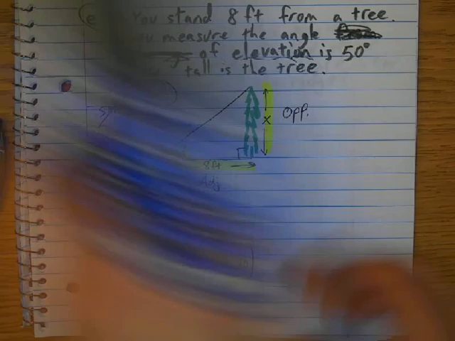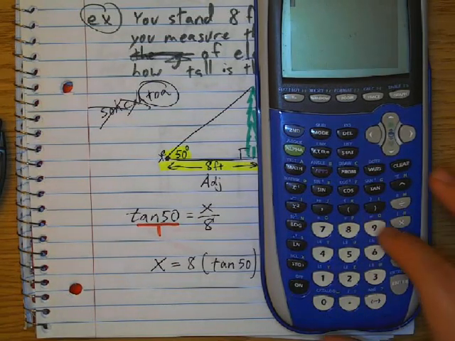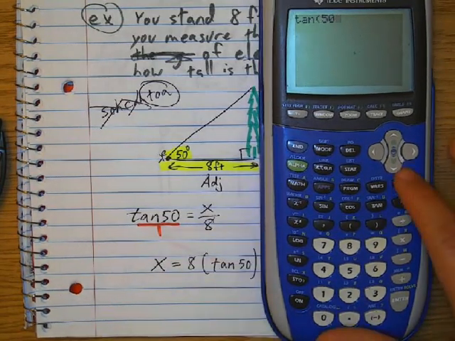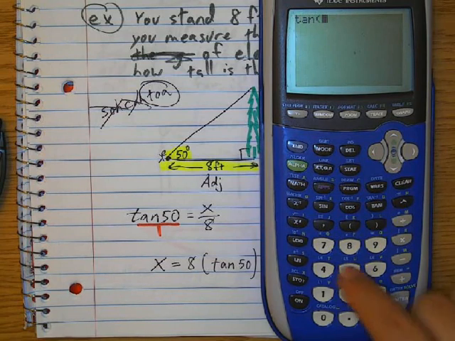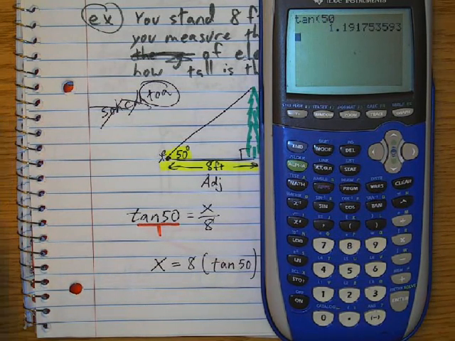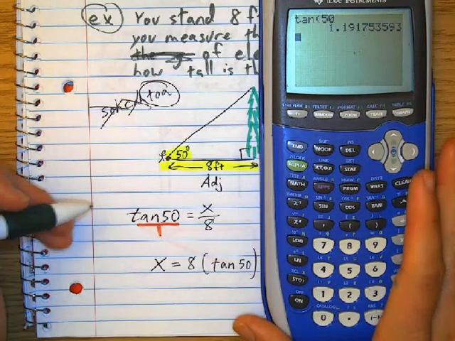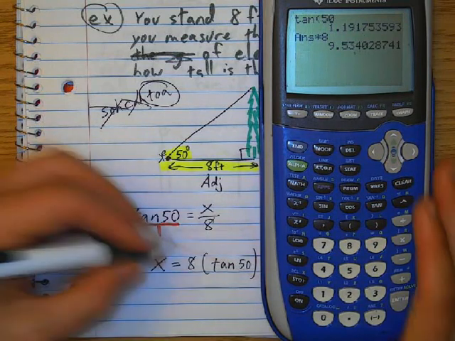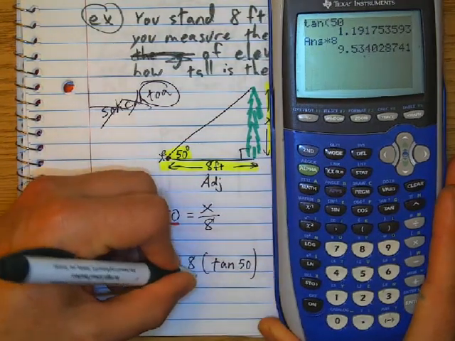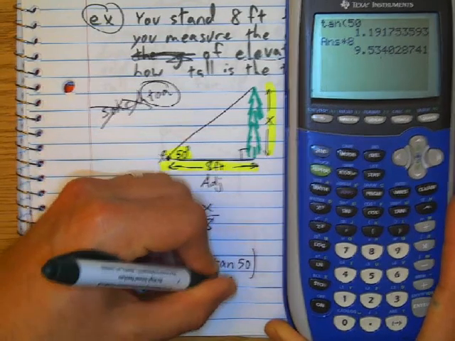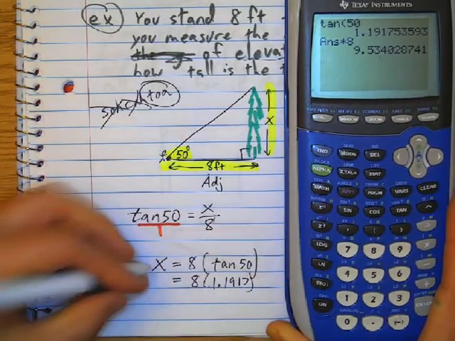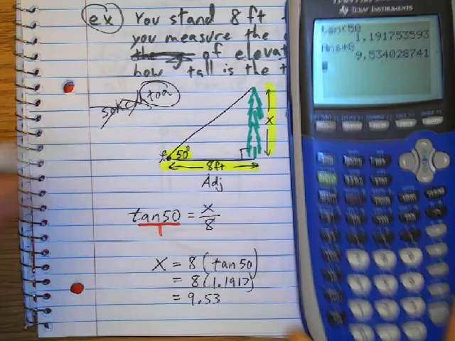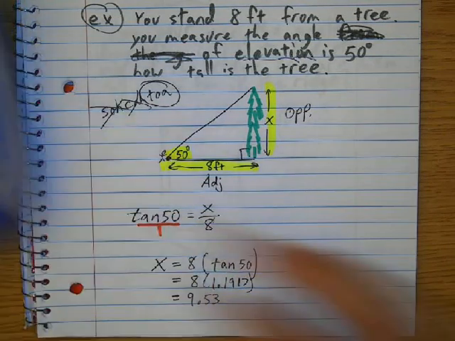So I'm going to use my calculator and find tangent 50. I hit enter, and I get 1.19, and I multiply that times 8. So it's 8 times 1.1917, and I got 9.53, and this is feet tall.